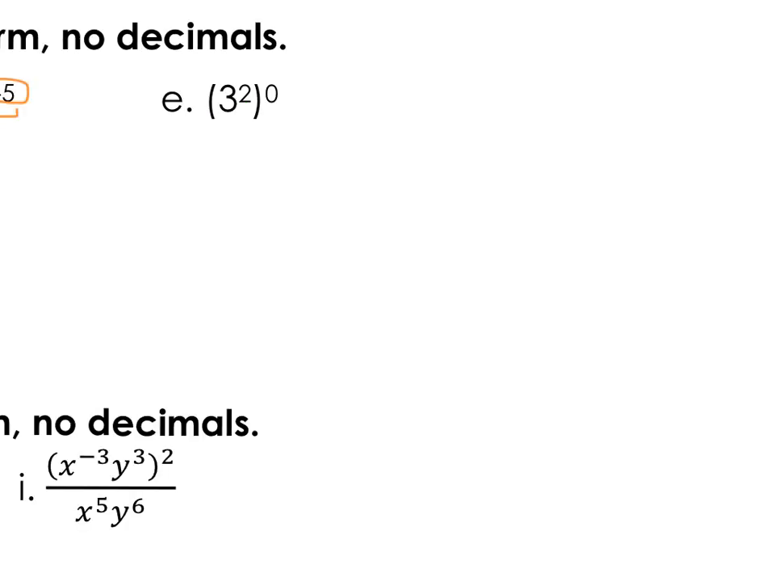Last but not least, we have another power of a power example. 3 squared on the inside to the 0 power on the outside. Well, 3 squared on the inside would be 9, and 9 to the 0 power would automatically be 1. You could also think about it with that power of a power. 2 times 0 is 0, and then 3 to the 0 power also equals 1.